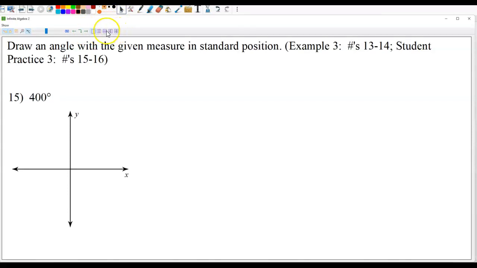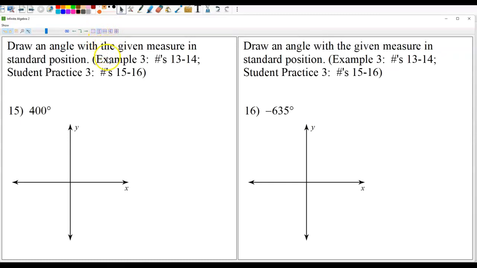So here are two problems for you guys. Go ahead and sketch both of these, and when you're all done, you can unpause the video and check your work. All right, so for number 15, we should have one full circle plus a little bit more here to make 400 degrees. And for number 16, we should have one full circle plus that much more to land at about 635 degrees, negative though, because we're going in the opposite direction.